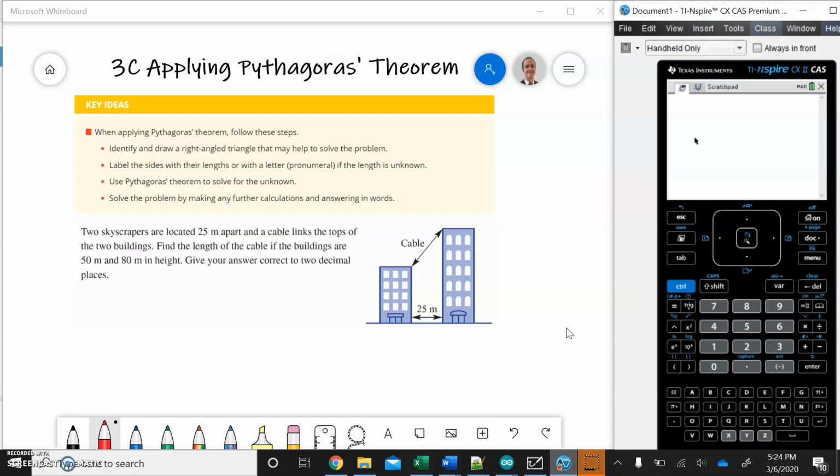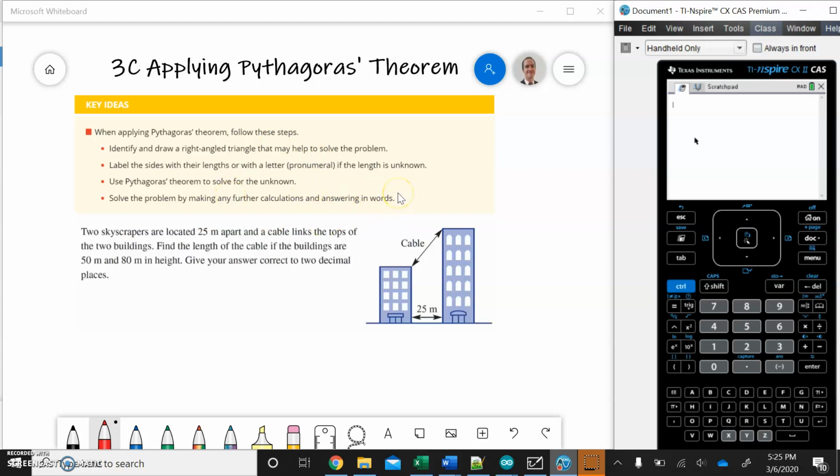We're looking today at exercise 3C, applying Pythagoras' theorem to real-world problems. Reading the key ideas here, we want to identify and draw a right-angled triangle that may help to solve the problem. We're going to be drawing one here, and then label the sides with their lengths, or a letter, a pronumeral, if the length is unknown. We'll then use Pythagoras' theorem to solve for the unknown.